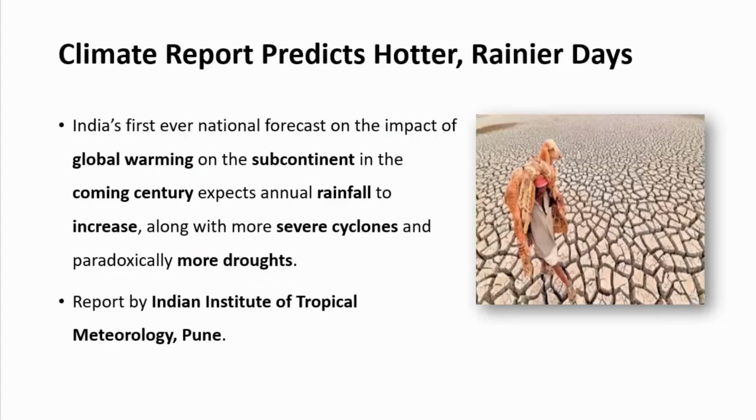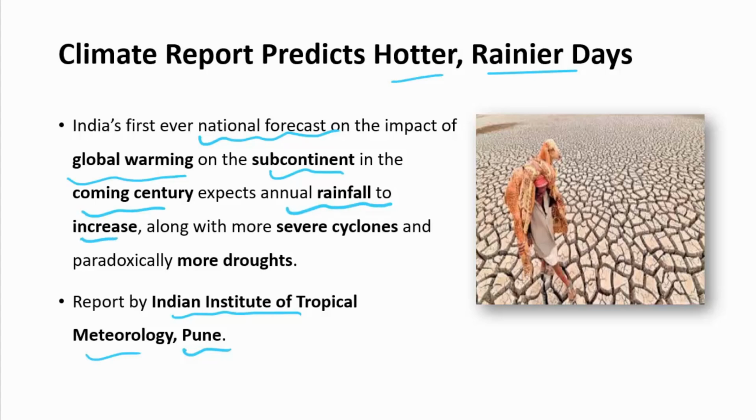Now, moving on to our next news. A climate report predicts that hotter and rainier days will be there for the upcoming century. And this report was published by the Indian Institute of Tropical Meteorology, which is based in Pune. So, this was basically India's first ever national forecast on the impact of global warming on the subcontinent region in the coming century, that is the 21st century, and it expects annual rainfall to increase.